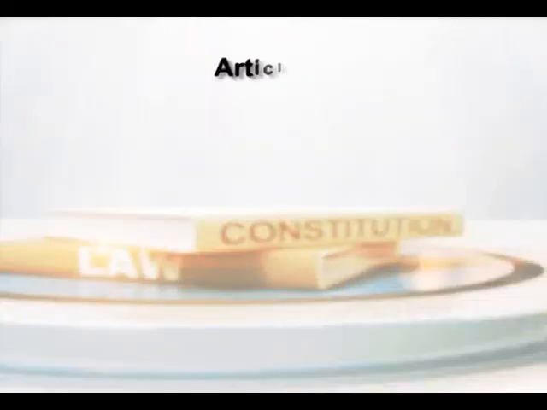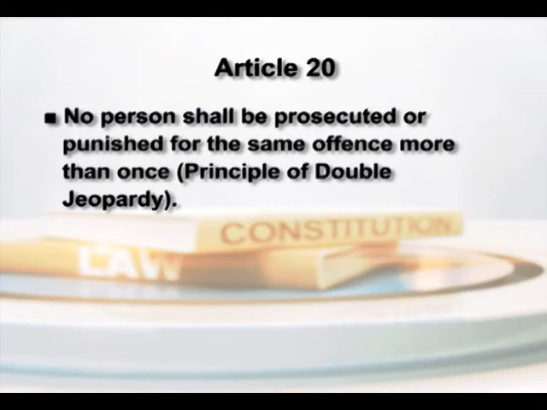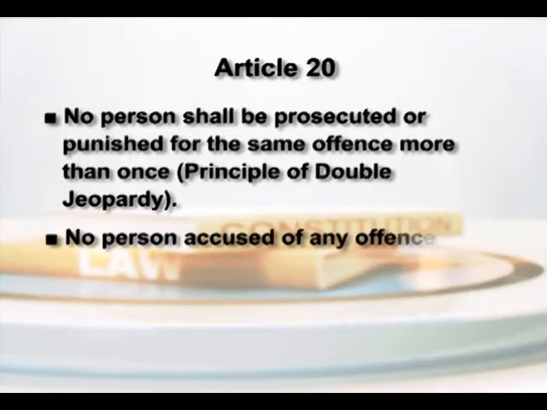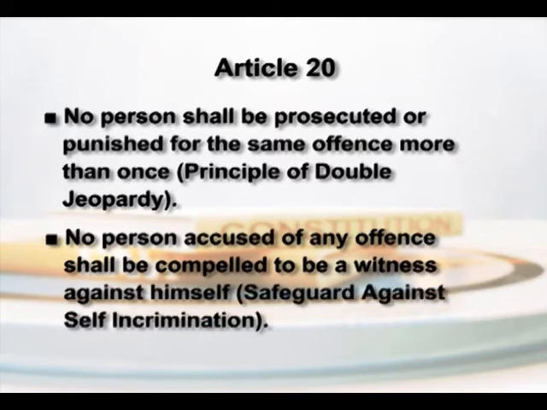The other principle which guides Article 20 is that no person shall be prosecuted or punished for the same offence more than once. It is known as the principle of double jeopardy. That is, no person can be convicted twice for the same offence, which has been defined by Anglo-Saxon law. This principle was first established in the Magna Carta of Britain. Moreover, no person accused of any offence shall be compelled to be a witness against himself. This article is known as a safeguard against self-incrimination.